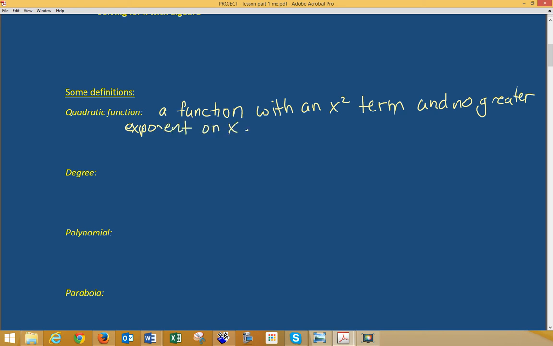on x. So what I mean by that is, for example, y equals x squared is a quadratic function because there's an x squared term and we don't have an x cubed term or an x to the power of 4 term. X squared is the largest exponent on x, which is the 2. Another example of a quadratic function would be y equals 3x squared plus 2x minus 10, because again we have an x squared term but no bigger exponent on the x than the 2.